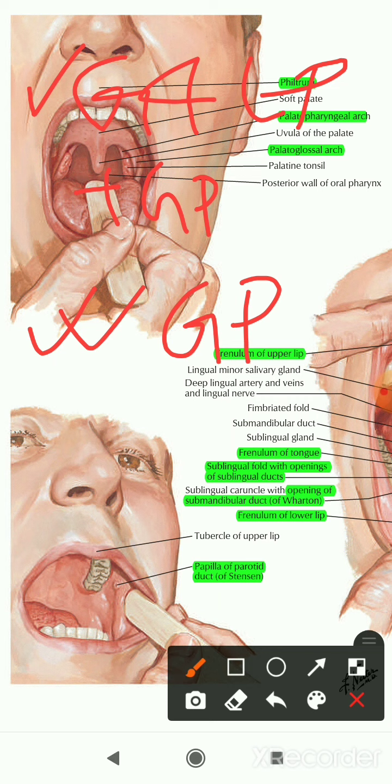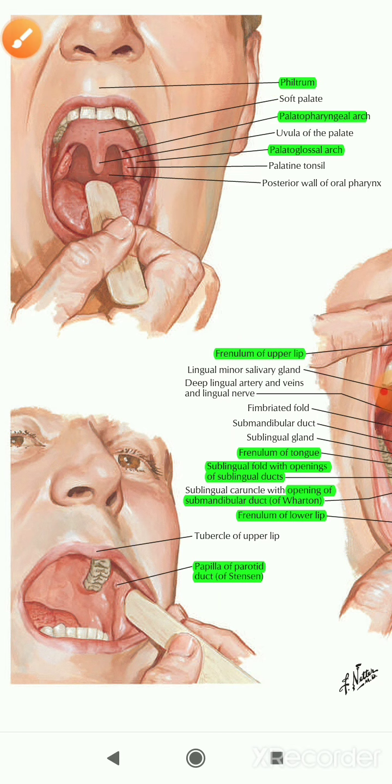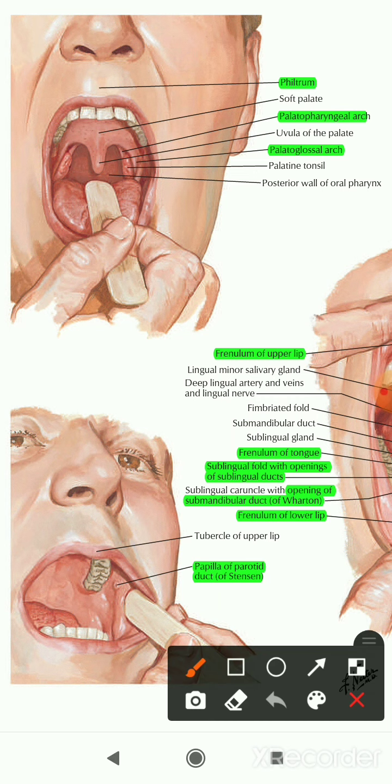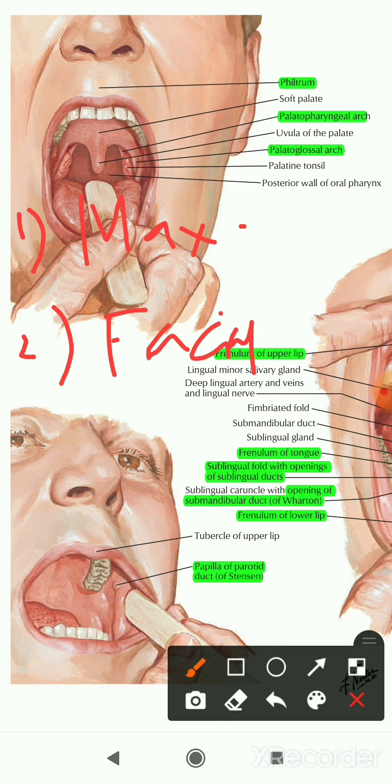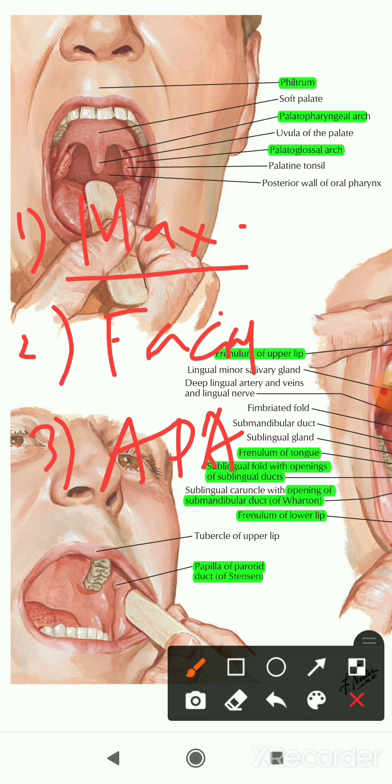Now come to the artery supply of the palate. The palate is supplied mainly by the maxillary artery, number 2 by the facial artery, and by the ascending pharyngeal artery. So the greater palatine branch of the maxillary artery, ascending palatine branch of the facial artery, and palatine branch of the ascending pharyngeal artery. These 3 arteries actually supply the palate.